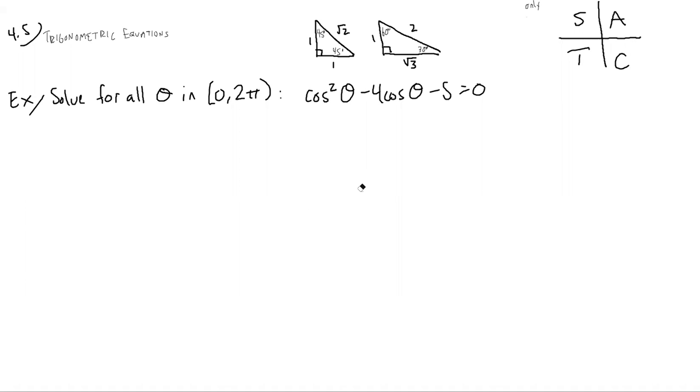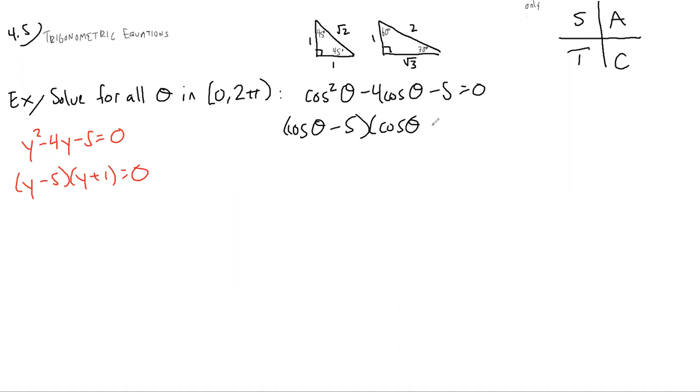Okay, so this one, we've got a polynomial of cosine. So if I were to do a substitution, I'd have y squared minus 4y minus 5 is 0. That one should be factorable. y minus 5, y plus 1 equals 0. So you can switch it over anytime you like. I might write this as cos theta minus 5 times cos theta plus 1 equals 0.